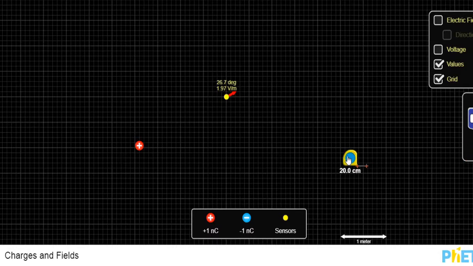Okay, we can measure the distance from here to there, here to here. So this is the distance, 208.2 centimeters. And at that distance the unit positive charge will be affected by a force. So the force is 1.97 volt per meter. So this is the electric field.